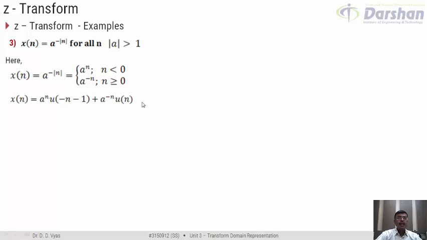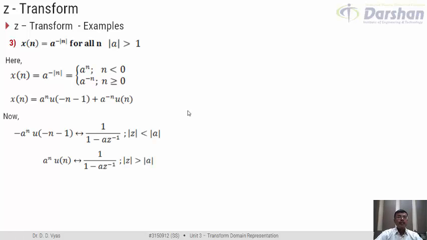And now you can understand why we are interested in doing this, because this represents some standard signals for which we have a standard Z transform pair. So let us try to recollect this. We know that minus a raised to power n u of minus n minus 1 has Z transform 1 upon 1 minus a z inverse. Being anti-causal, the ROC is mod z less than mod a. Similarly, if we have a raised to power n u of n, then its Z transform is 1 upon 1 minus a z inverse. In this case, mod z greater than mod a.